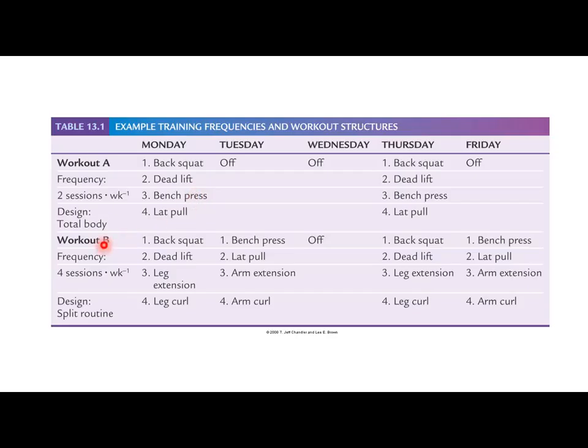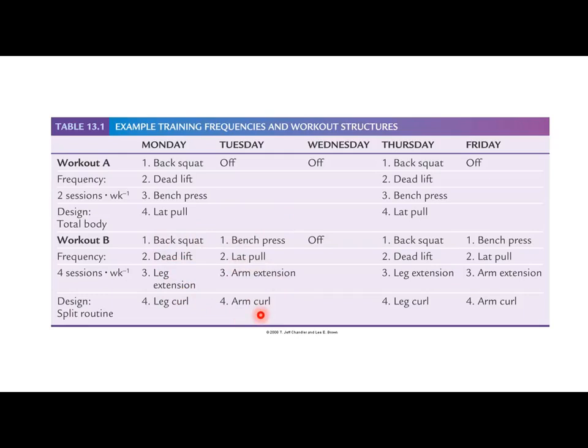In workout B, you're seeing what's called a split routine, where they have basically divided lower body and upper body. The exercises are back squat, deadlift, leg extension, leg curl. Good lifts for a leg workout, properly ordered from multi-joint, big musculature, to single joint, small musculature. On the upper body day, you've got bench press, lat pull, arm extension, arm curl.